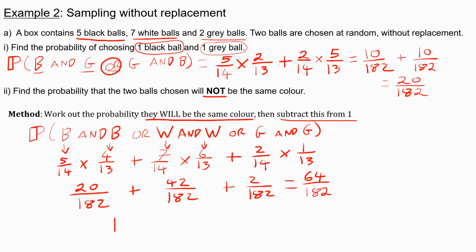And I now need to subtract this from 1. 1 take away 64 over 182 is going to be 182 over 182, that's just 1, take away 64 over 182. 182 take away 64 is going to be 118. So I have a final answer of 118 out of 182.